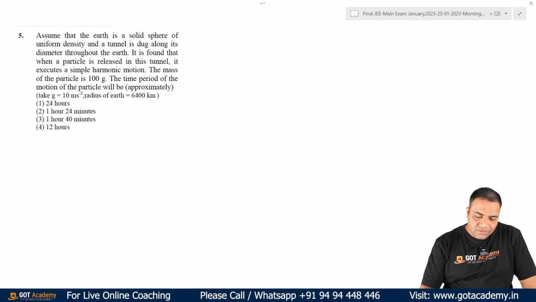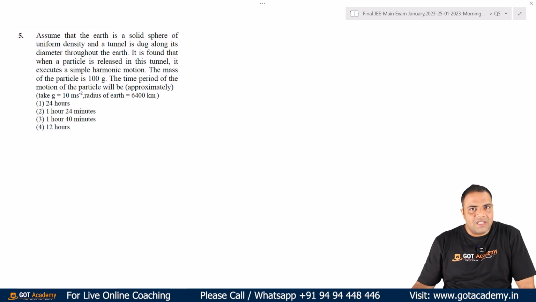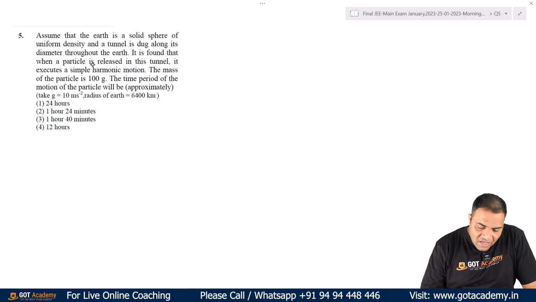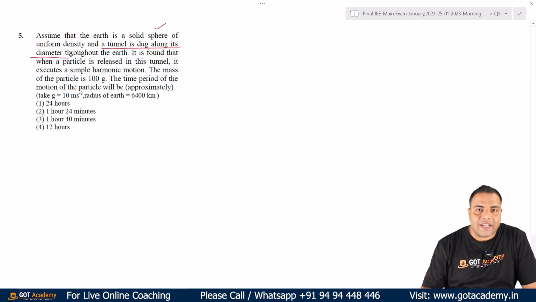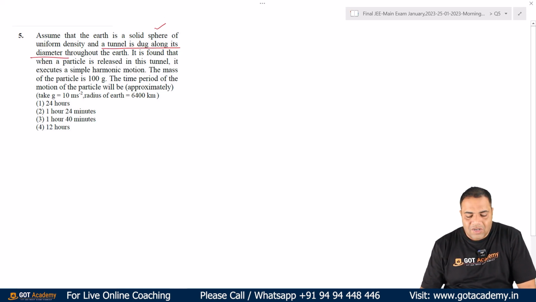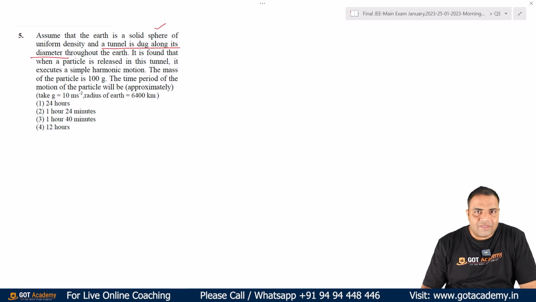Okay. So first of all, identify the chapter. Before that, it's better to take a pause and read the question at least 2 to 3 times. Isn't it? So assume that the earth is a solid sphere. Okay, we know that earth is a solid sphere. So the important part here is that a tunnel is dug along its diameter. This is what is important. So a tunnel is dug along the diameter of that one.